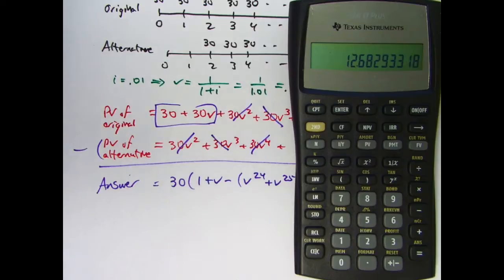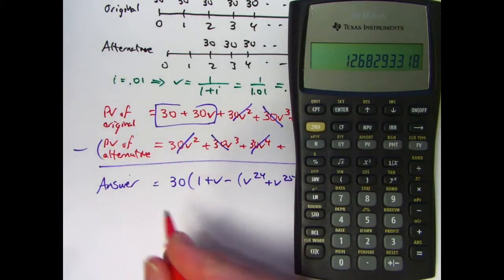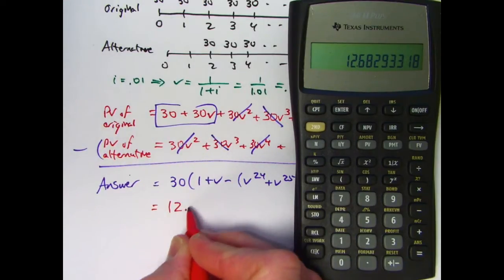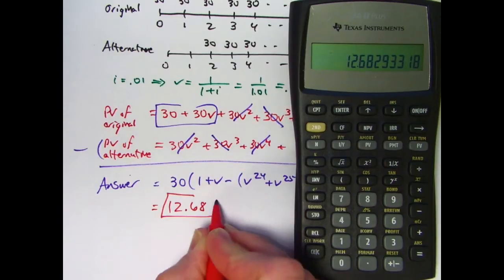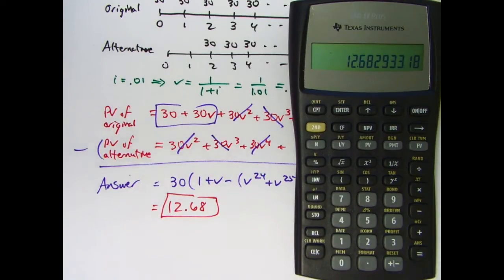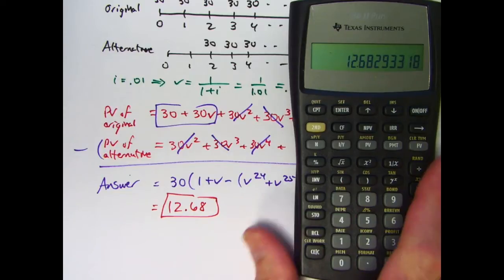Yep, see that decimal there? It's a little hard for me to see. That is the decimal. That is the answer. 1268 is the answer. That is the present value of Smith's savings with this alternative payment plan.